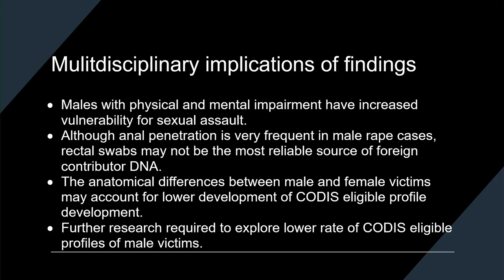We believe that the difference between the male and female being much more likely to develop a CODIS-eligible profile from a female really is due to the anatomical differences. That vaginal vault just holds on to that DNA more than a rectum holds on to the DNA.